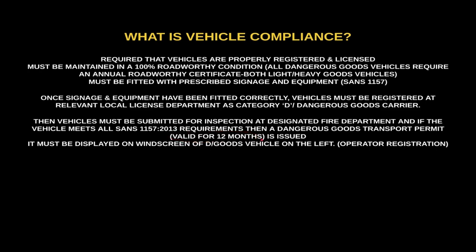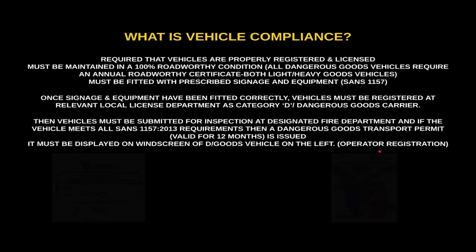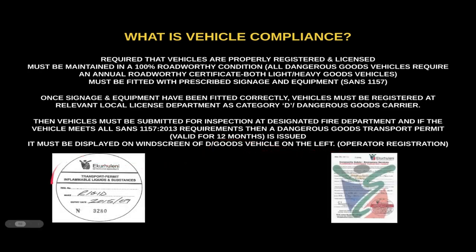So basically, you get your vehicle compliant. You get all the placards, all the signage, the stickers. You make sure it's roadworthy, and only once you've done all of that, then you send it for inspection at your nearest fire department, and they are the ones who will issue you with the permit. Remember, the permit is the operator card. It's the one that goes on the windscreen. So it must be displayed on the windscreen of dangerous goods vehicles on the left. Here's the example. This is what it will look like.